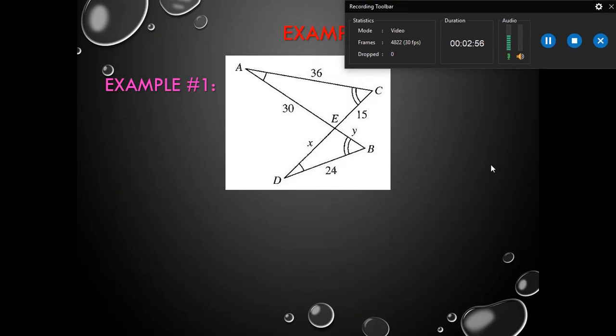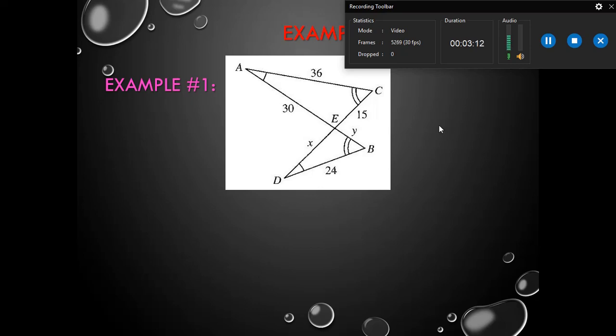In this example, what we have are two similar triangles. We can see that they're similar. They've marked corresponding angles at A and D, C and B, and then here at E we have vertical angles. And of course, we would use 3 letters to distinguish those.